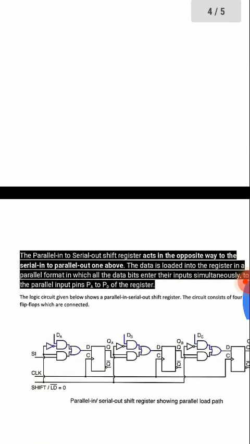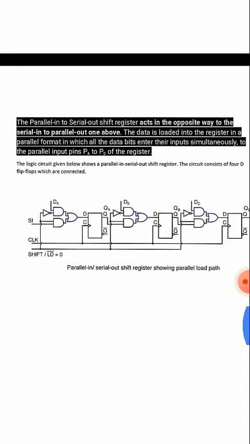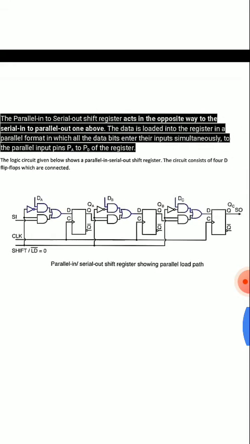The third one is the parallel in serial out shift register. It acts just opposite to that of the serial in parallel out one above. The data is loaded into the register in a parallel format, in which all the data bits enter their inputs simultaneously, to the parallel input pins A and pin O of the register. Below you can see the pin O and pin A, and the circuit is given below. You can see from there.